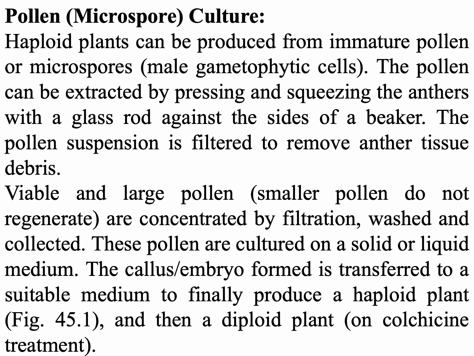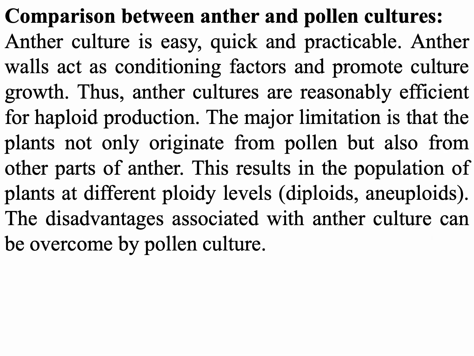Pollen culture: haploids can be produced from immature pollen or microspores. The pollen is extracted by pressing or squeezing the anther with a glass rod against the side of a beaker. The pollen suspension is passed through a filter to remove the anther tissues and debris. Comparison between anther and pollen culture.